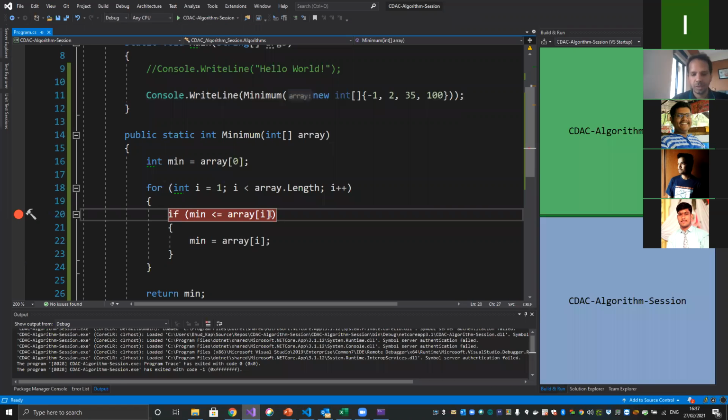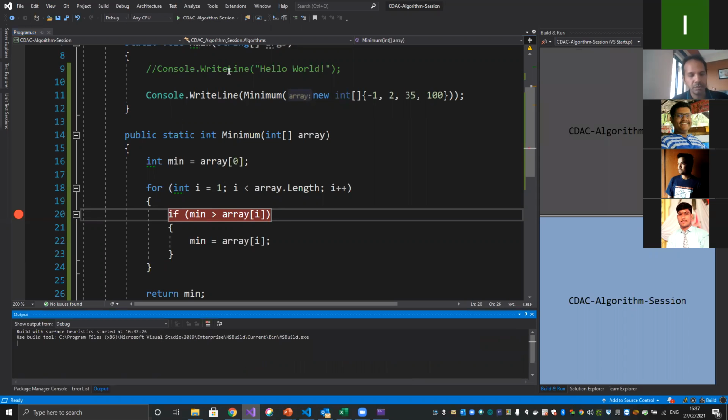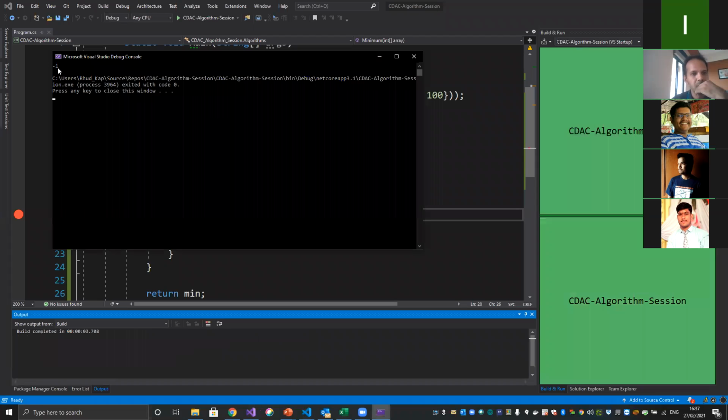Right? So you then change it. This is debugging. And this is not automated testing. Right? So next time when I run this, it's going to run perfect. So it's printing -1, which is expected.